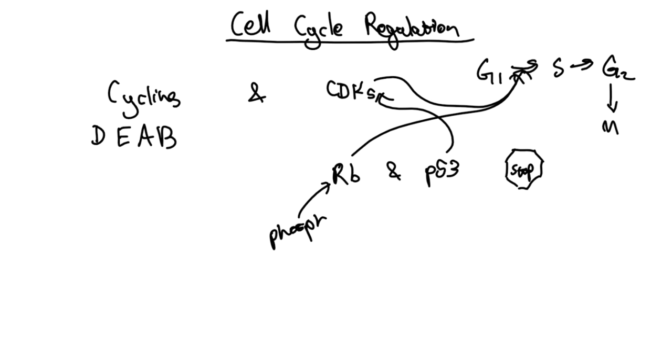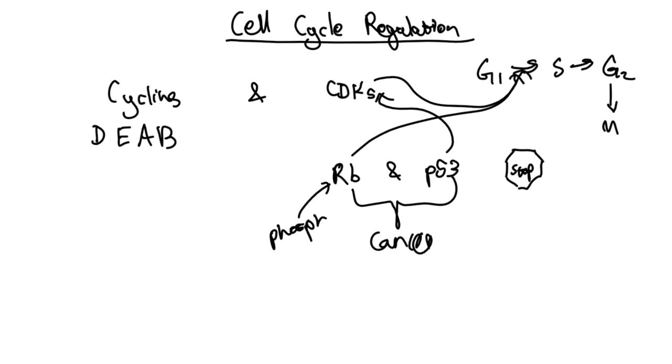Now, what can happen is these Rb and P53 genes can actually be mutated, and that's a common part of cancer, because if you have mutations in these genes, which are really important for cell cycle regulation, you can have uncontrolled division of the cells, leading to cancer.